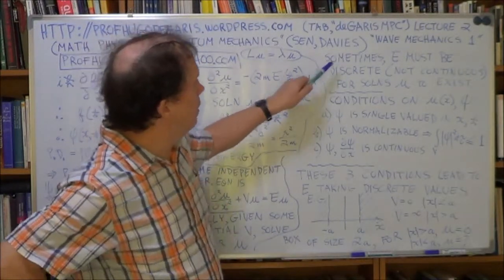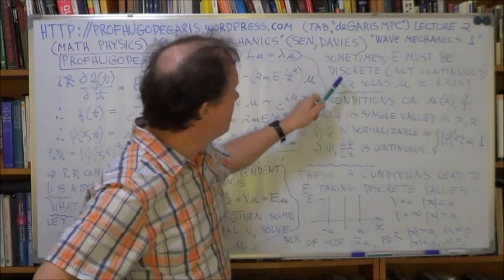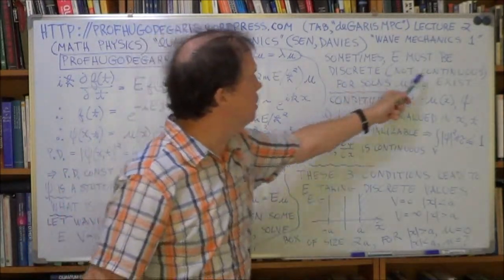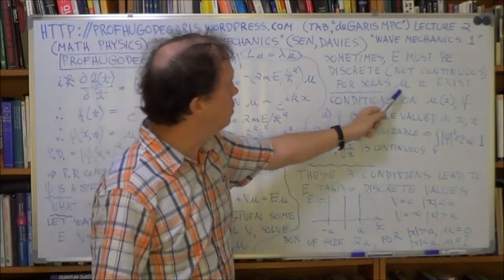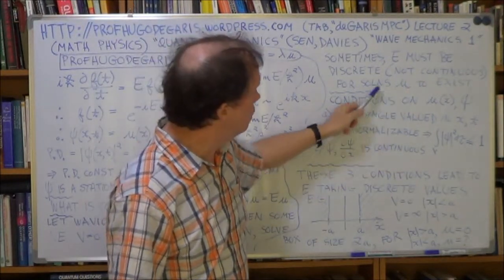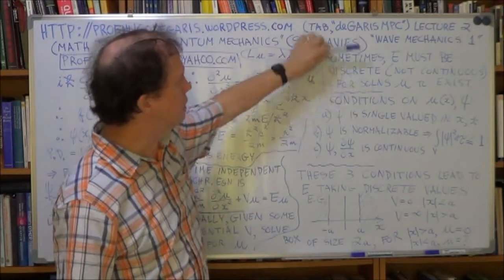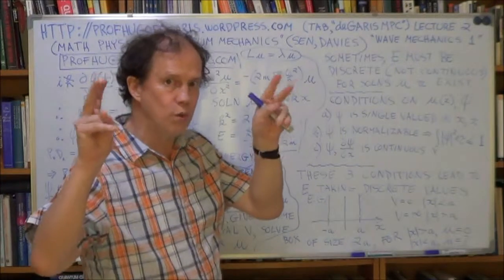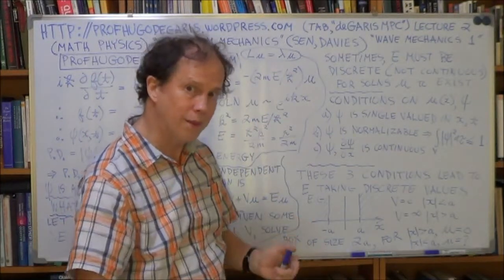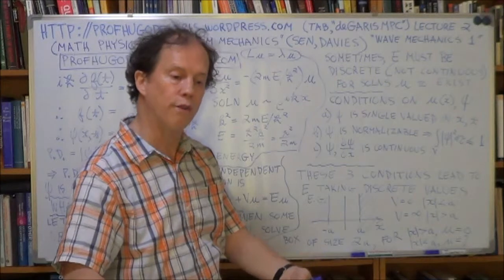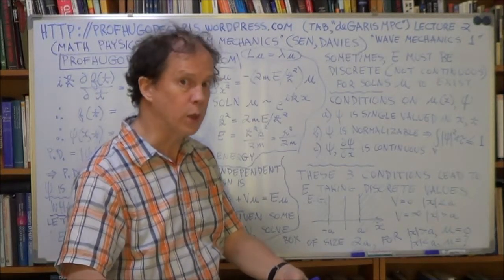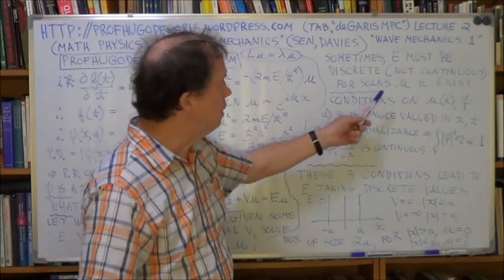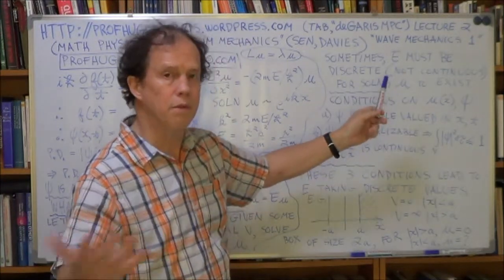So I've written here: sometimes E must be discrete. It can only take on discrete values, not continuous values, for your eigenfunction solutions U to exist. It just comes out of the mathematics. So from Schrödinger's equation, you deduce, just as a consequence of the math of the solutions of eigenequations, that only discrete values of E are possible in certain cases.